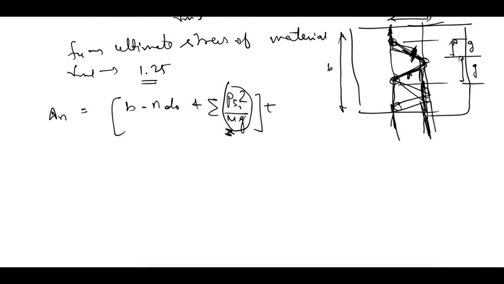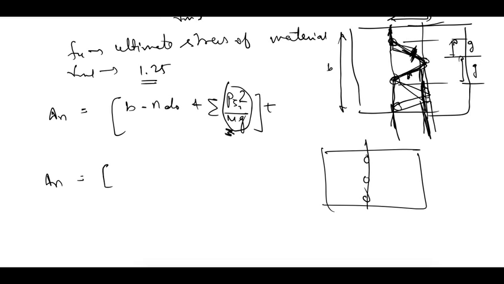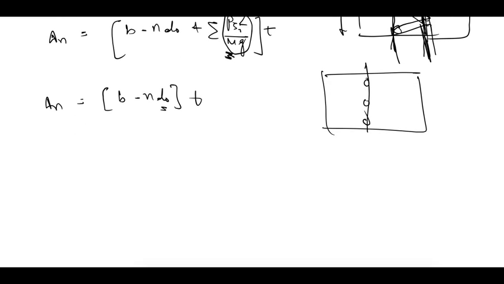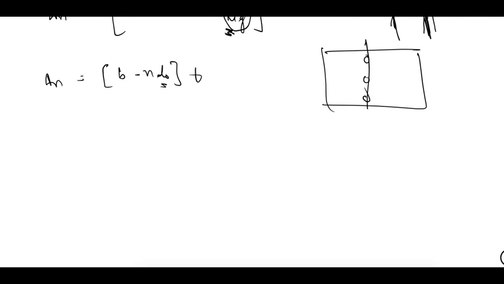And if it is normal simple pitch, that is if it is like this, then the formula becomes (b minus n d_0) into t. d_0 here is the hole diameter, and n is the number of bolts coming at the critical section. So this is the governing criterion for failure for this part. After that, we have to see the design strength of bolts.